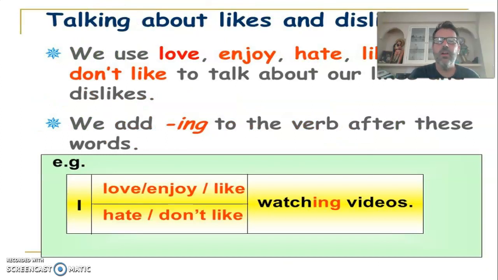All right, look, talking about likes and dislikes, we use love, enjoy, hate, like, don't like to talk about our likes and dislikes. Either you like it, or you don't, but we have something in between. Now here, we add ing to the verb after these words. Look, here on the top, I want to show you this. I got love, enjoy, and like. That's the positive way, and that's the best way, to tell you the truth.